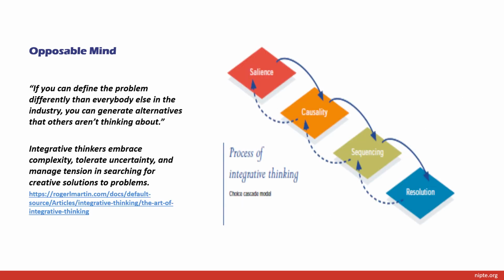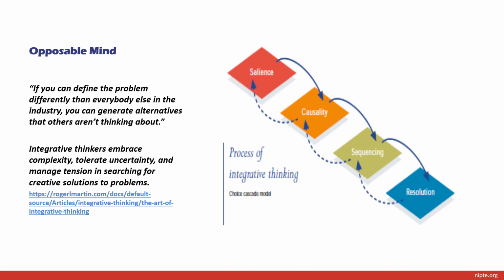So, opposable mind, analogous to opposable thumb, is an idea that Professor Roger Martin at University of Toronto has written about, and I like that, and I want to share what that is with you. If you can define the problem differently than everybody else in the industry, you can generate alternatives that others aren't thinking about.